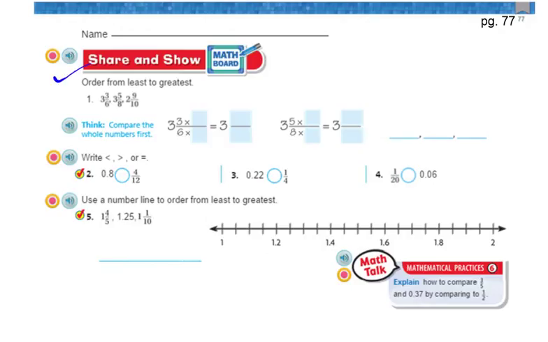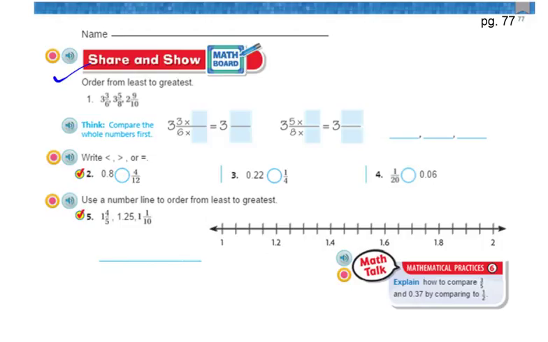Directions say order from least to greatest. So I have three mixed numbers here in question 1. I am looking at 3 and 3/6, 3 and 5/8, 2 and 9/10, and I'm trying to get them from least to greatest. So the very first thing I'd like to locate here would be our whole number.